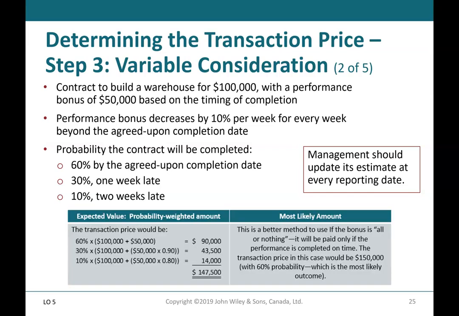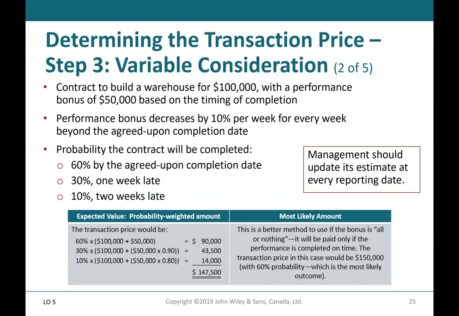Expected value, probability weighted amounts, the transaction price would be 60% times (100,000 plus 50,000). That gives us 90,000. Then 30% times (50,000 times 0.9 plus 100,000). That gives us 43,500. And 10% times (50,000 times 0.8 plus 100,000) equals 14,000 for a total of 147,500.